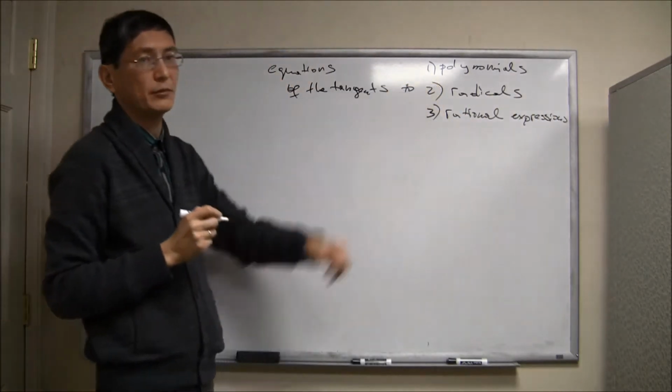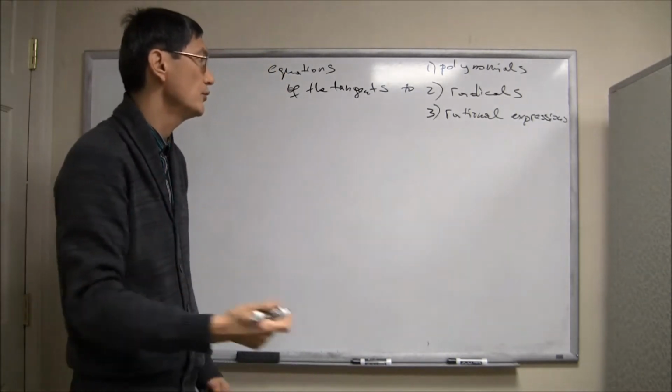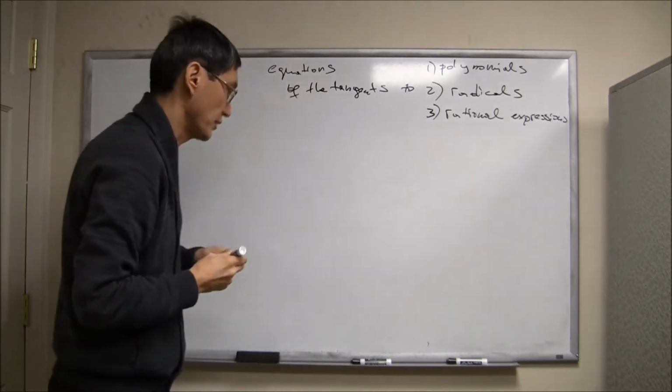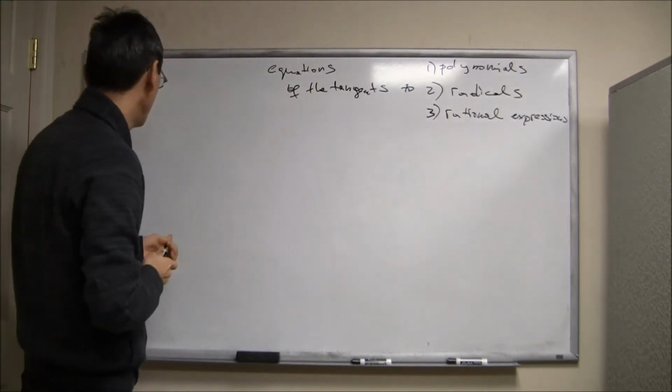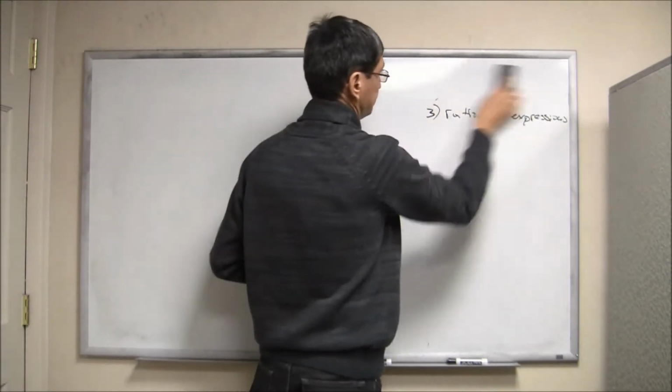We already did an example on polynomials. We did an example on y equals x squared, so I'm going to be doing 2 more examples on radicals and rational expressions. So for radicals, I'm going to be considering an example of y equals square root of x.